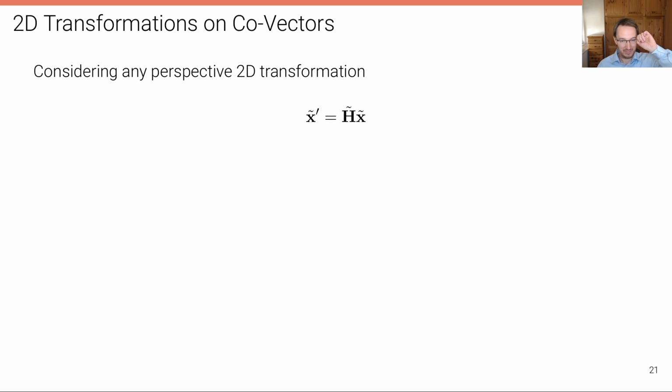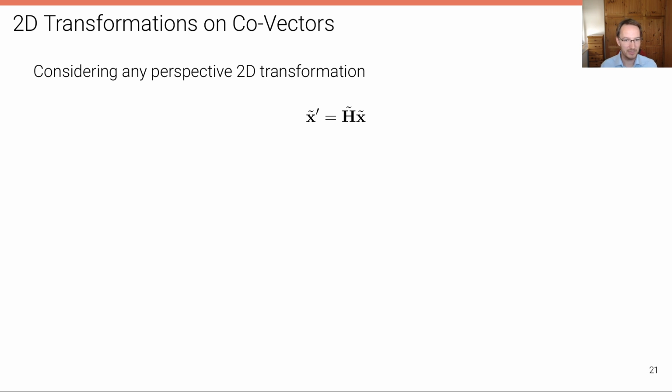Now, we've seen how points can be converted into new points using such homogeneous transformations. But what happens with covectors? Lines are covectors because they are represented by a vector that is used always in combination with a homogeneous coordinate to define a useful principle such as a line equation. And so what happens with, for instance, lines? How can we transform lines with these homogeneous representations?